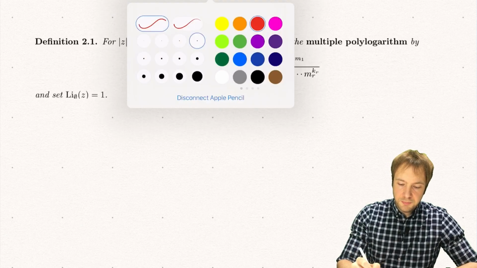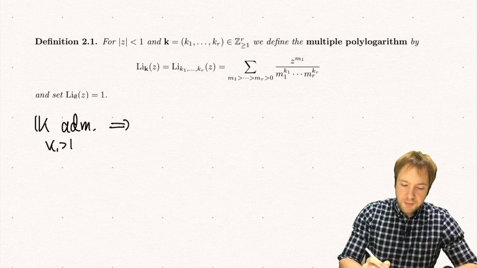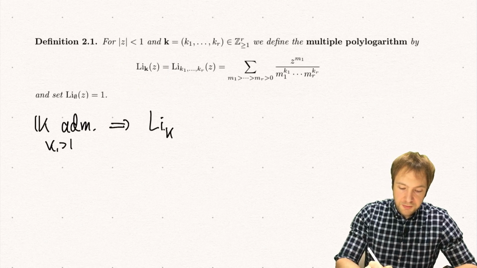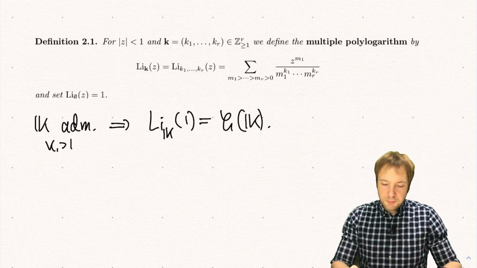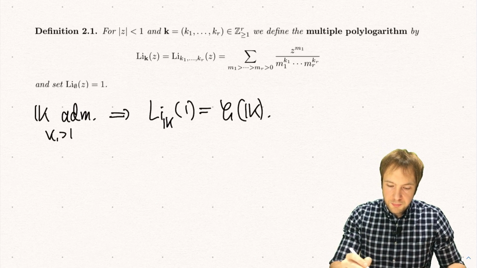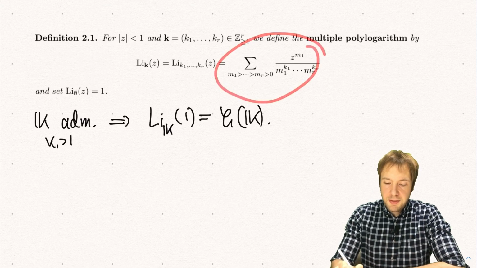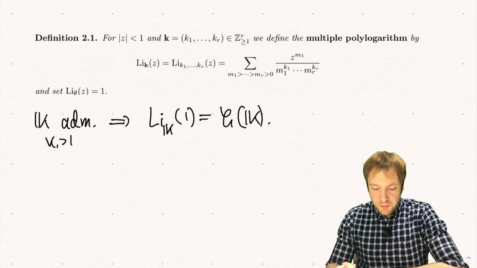So clearly if k is admissible, meaning k1 is strictly greater than 1, then this object also makes sense for z equals 1, and then we have that Li of 1 is just the multiple zeta value, zeta k. And we will see, the goal is now to write this sum here as an iterated integral starting from 0, an integral 0 to z, and then something like we saw before.